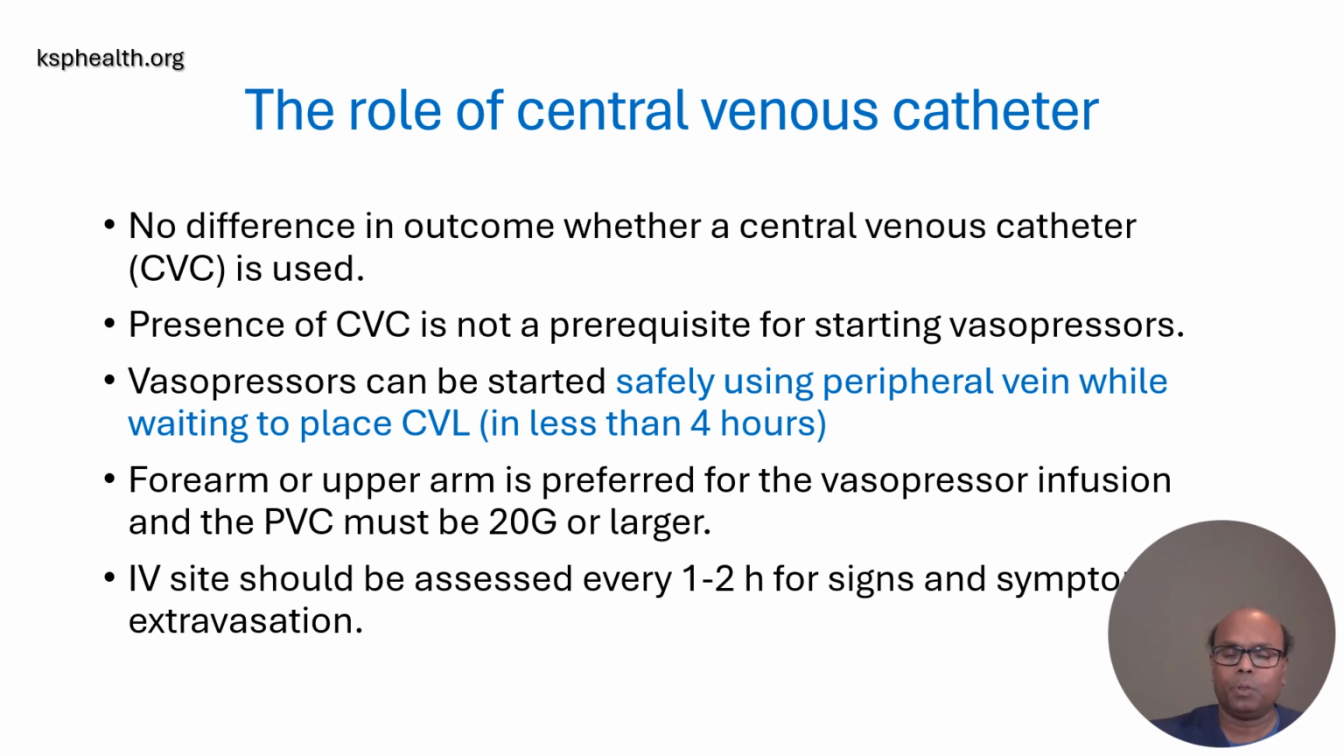of course. When you use a peripheral venous catheter to give vasopressor, it's preferable to place it in the forearm or upper arm and use venous catheters 20G or larger. And the IV site should be assessed every 1 to 2 hours for signs and symptoms of extravasation.